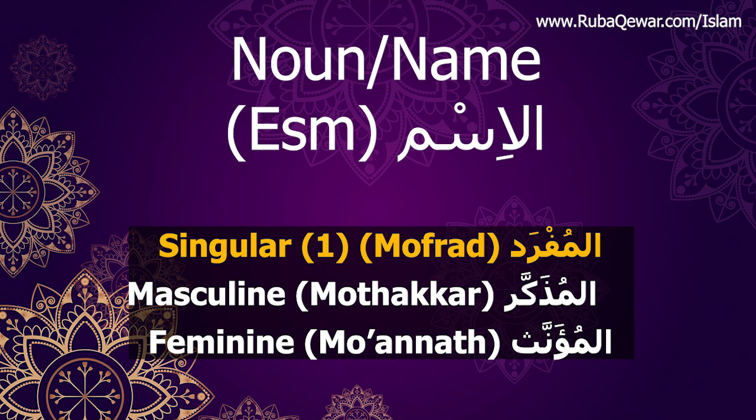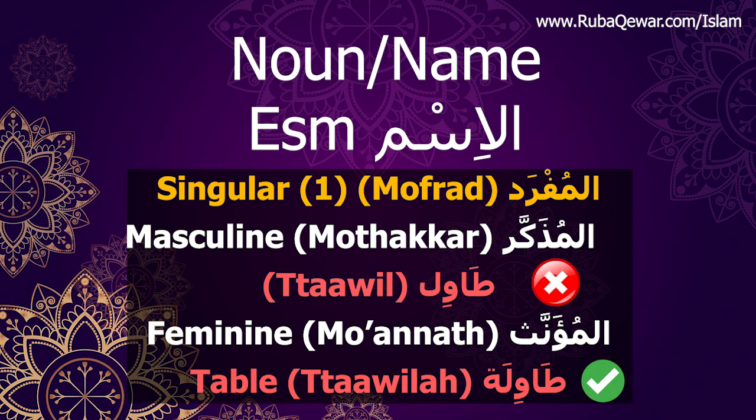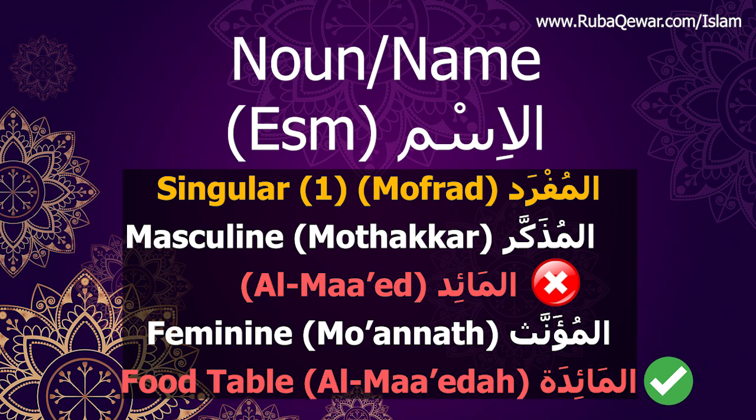So for example, I have fi'l, okay? Fi'l means verb, right? It's not a human. So I cannot just say fi'la. I just call it fi'l because this is how people called it, and it's a mudhakkar. At-tawila, it's a table. So al-ma'ida. People called it al-ma'ida as a mu'annath, but I cannot say al-ma'id. But when it comes to people, I can do that.